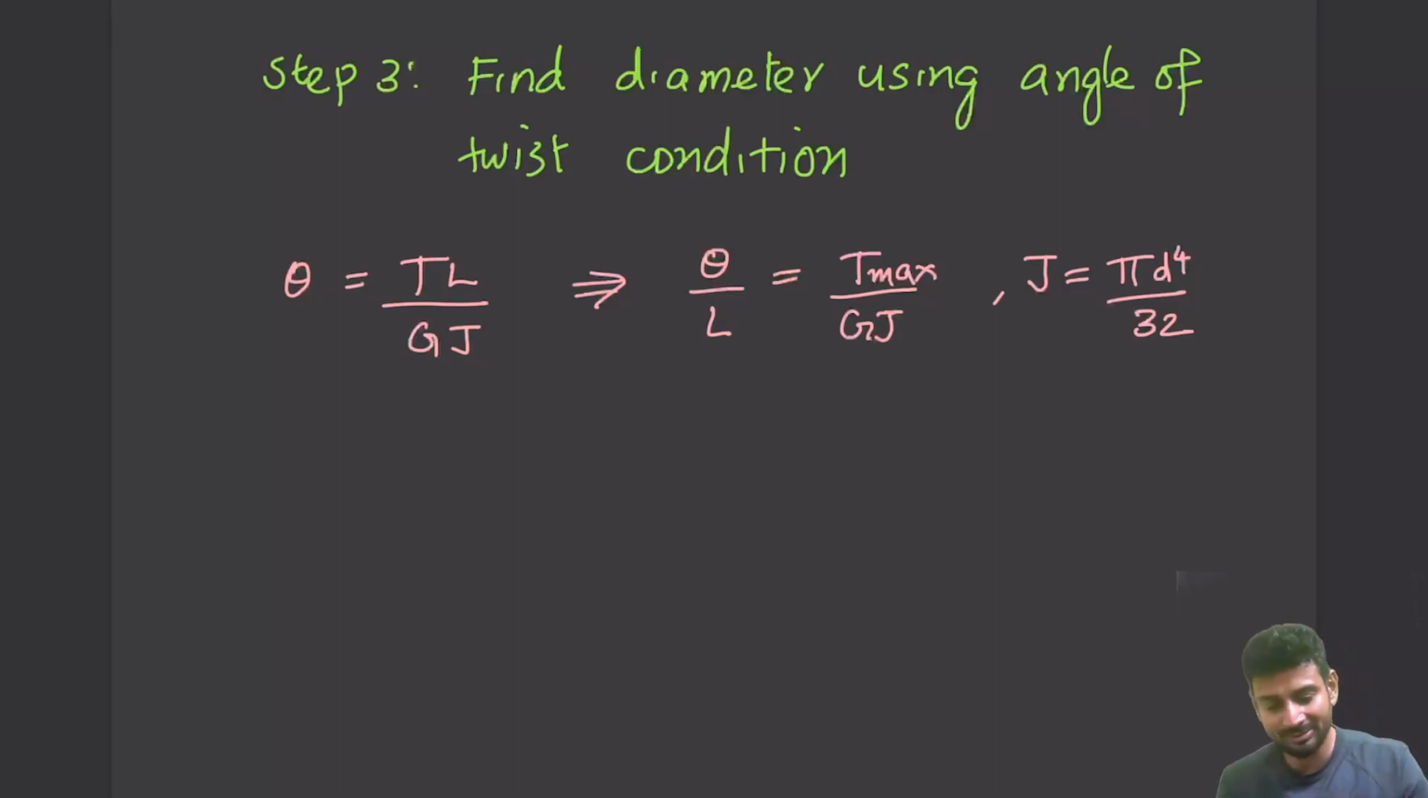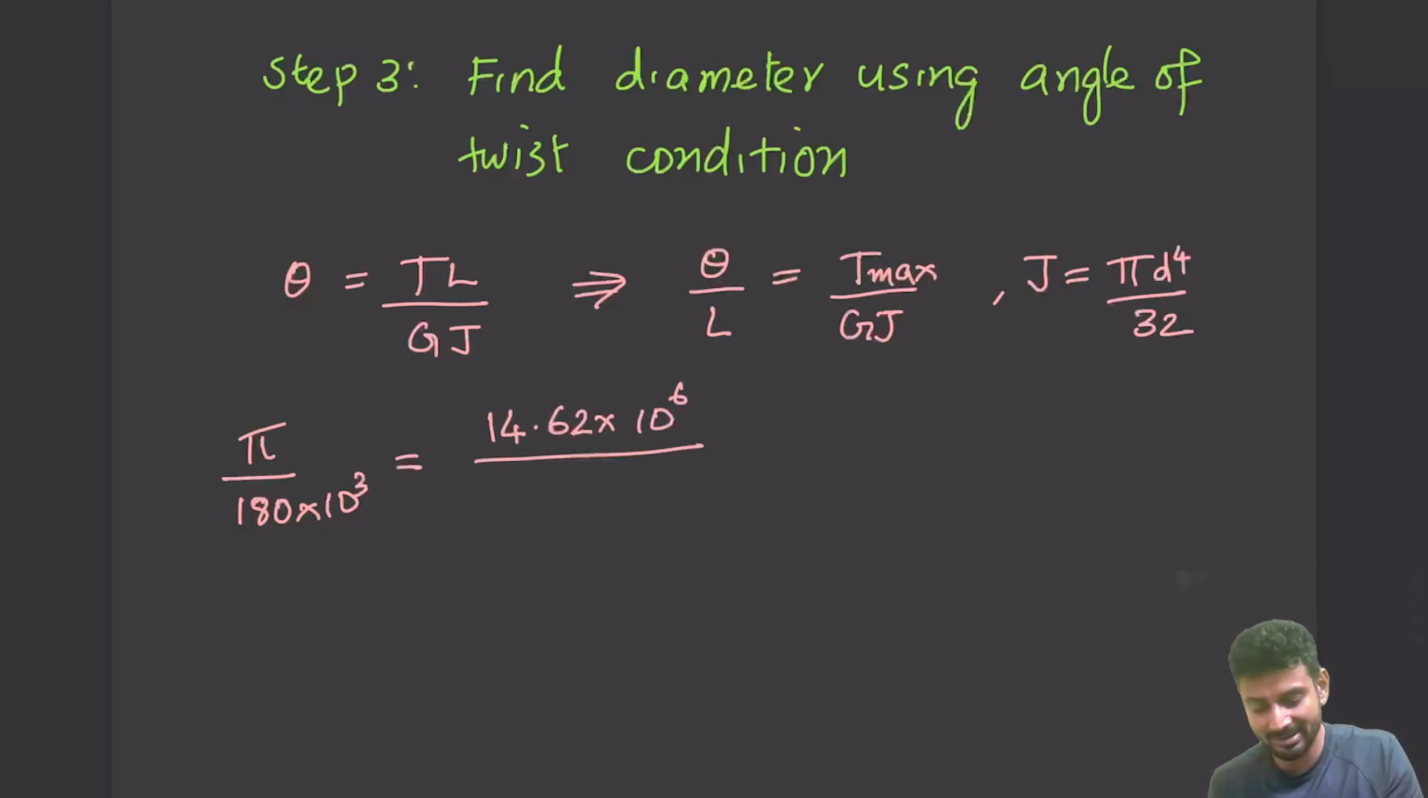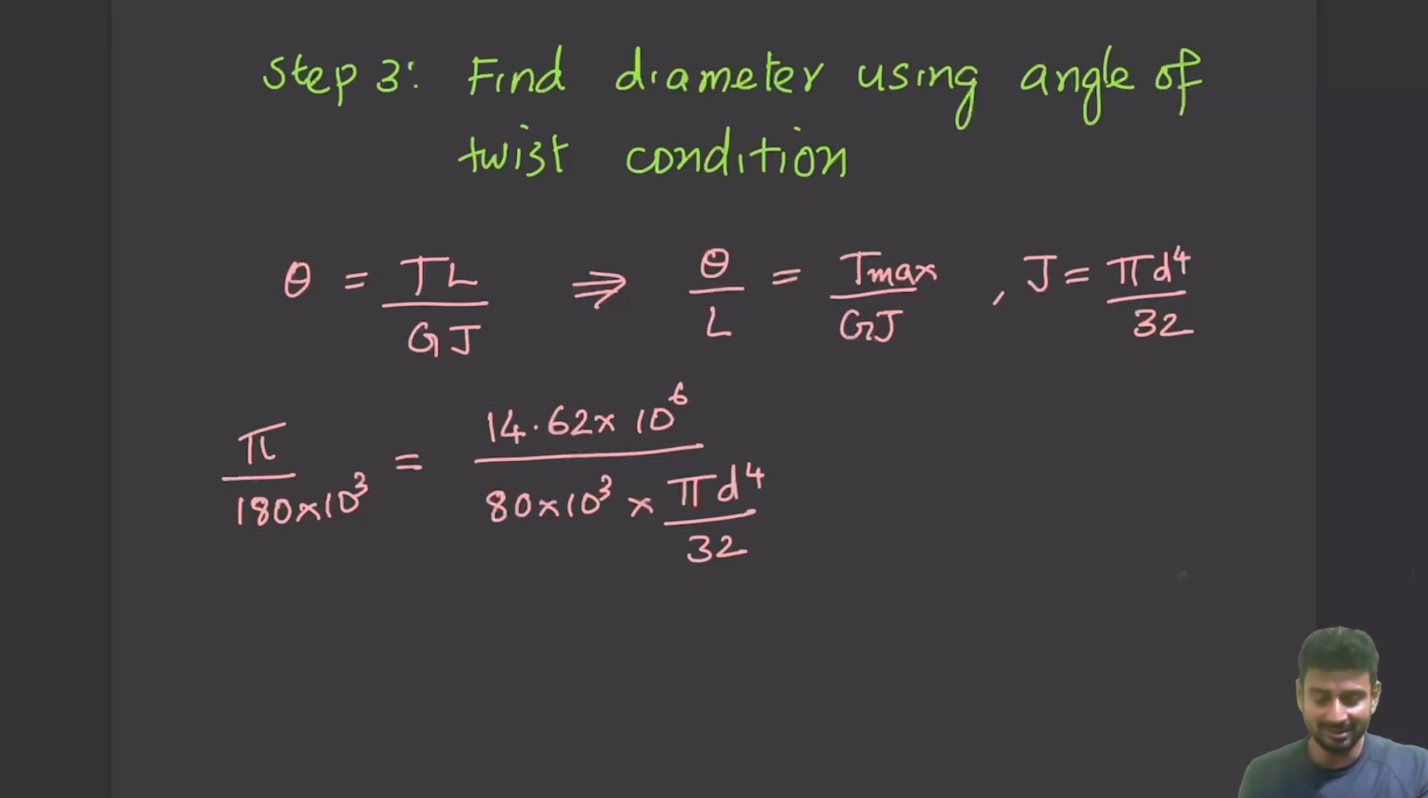So let us do the calculation. Theta by L, we have already calculated in the beginning as pi by 180 into 10 raised to 3. That is equal to T max 14.62 into 10 raised to 6 divided by G, which is 80 into 10 raised to 3, multiplied by J, which is pi d raised to 4 by 32. So in this equation, there is only one unknown, which is D. So we can solve for D and find the value of D, which will satisfy this angle of twist condition.